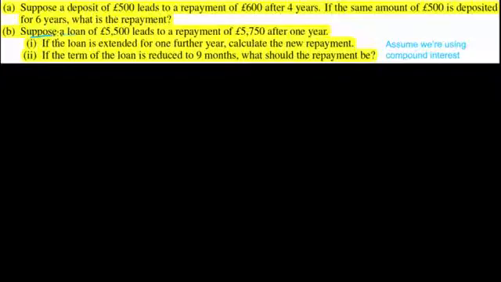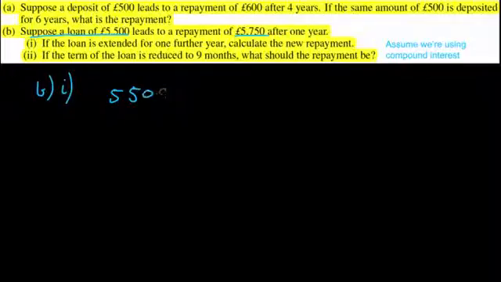Now, part B. Suppose a loan of £5,500 leads to a repayment of £5,750 after 1 year. So it's just 1 year. And if the loan is extended for a further year, calculate the new repayment. So it's just like the other question, except instead of extending it 2 years, we're just doing 1.